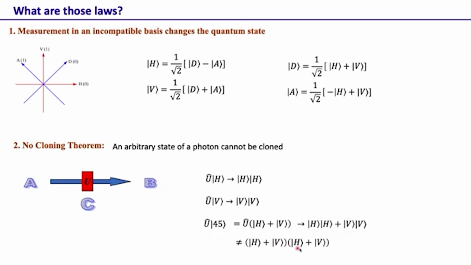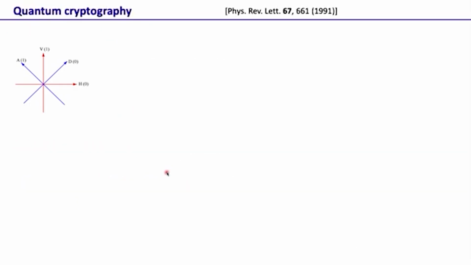And if we had gotten this, then it would have meant that yes, it had cloned this 45-degree polarized photon. So this is not equal to a 45-degree polarized photon. So the machine that can clone H and V cannot clone a 45-degree polarized photon. So that's the very simple proof that shows that an arbitrary quantum state cannot be cloned. Of course, for two states in a two-dimensional basis, we can clone H, we can clone V, but an arbitrary quantum state cannot be cloned.